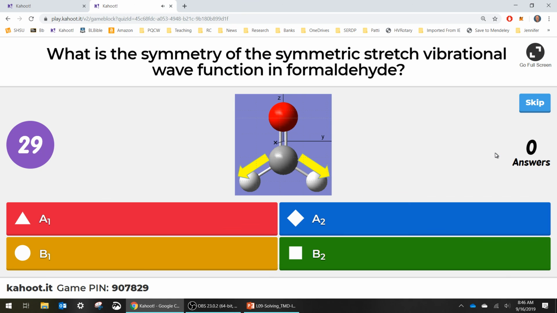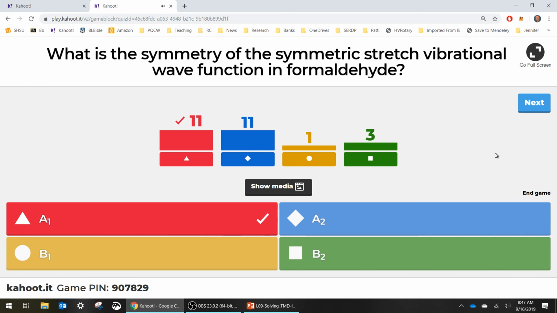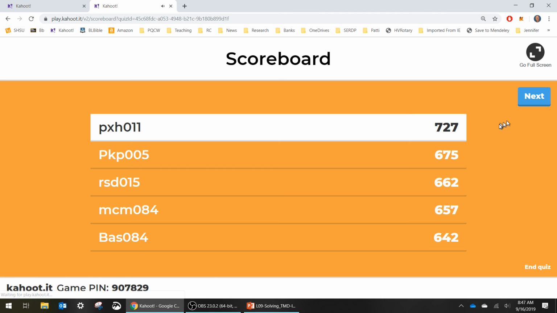So the symmetric stretch in formaldehyde. You may need your character tables. Let me draw it up here real quick. Well, we don't have a lot of time, so I might as well just put in the answers. Good job, number 11. Wow. Yeah. All right.